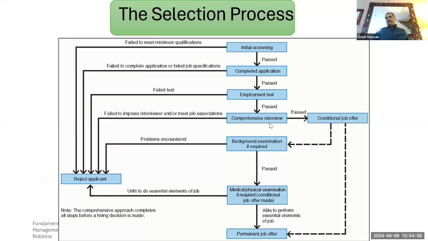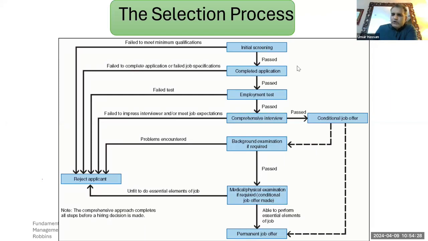if after the interview you're able to find the right person for the right job, you offer them a conditional job offer because there is still something that remains to be checked. You want to check their background. You want to make sure that medically they are fit. You want to make sure of all the possible things before offering the final position or signing the contract, because after that you will be facing legal obligations if you do not offer the job.